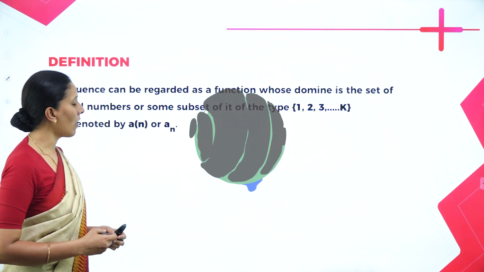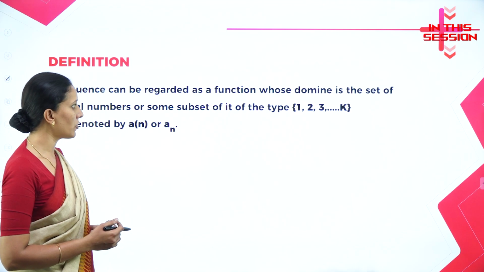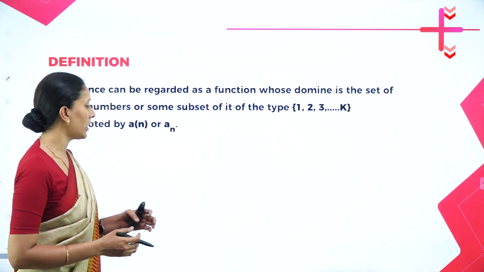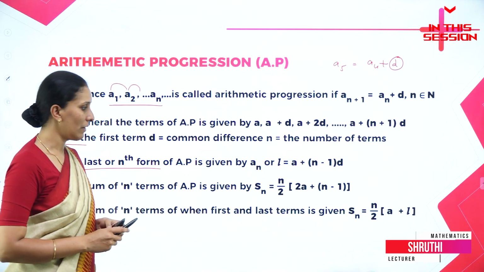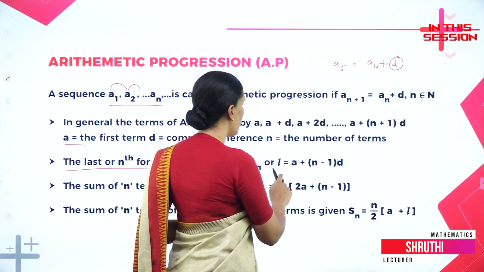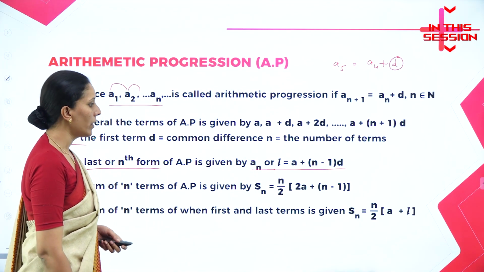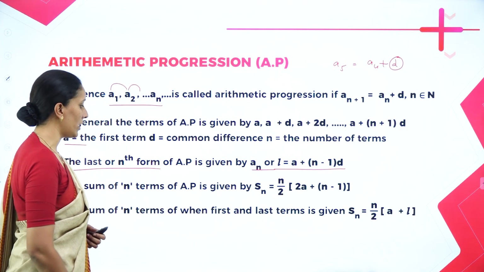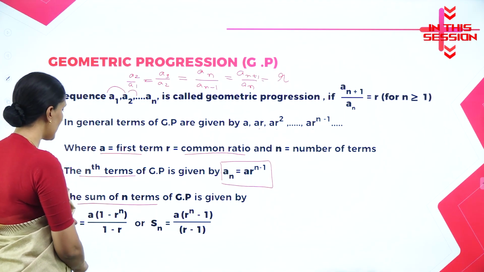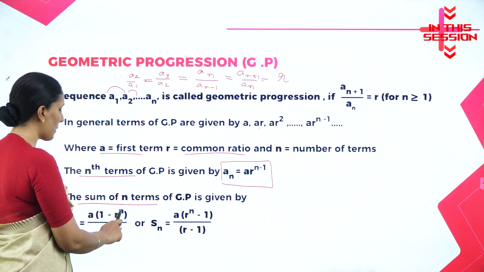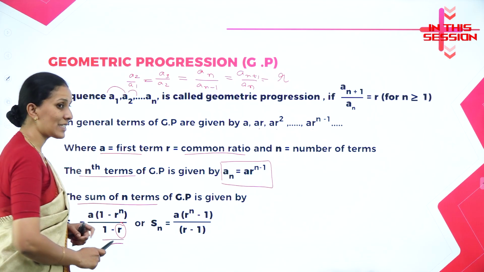A sequence can be regarded as a function whose domain is the set of natural numbers or some subset of it of the type 1, 2, 3 until k. The last term or nth term of an AP is given by L is equal to a plus n minus 1 into d, or we can also write an is equal to a plus n minus 1 into d. The sum of n terms of GP is given by Sn is equal to a into 1 minus r power n by 1 minus r. So this is where the common ratio is less than 1.